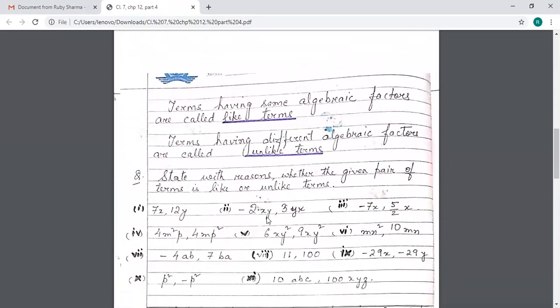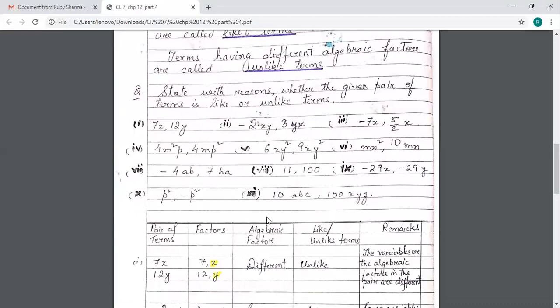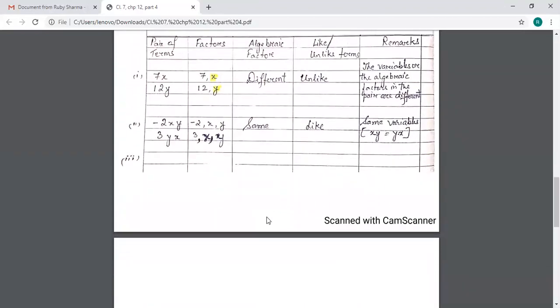Next, we have the definition of the like term. Terms having the same algebraic factors are called like terms, and terms having different algebraic factors are called unlike terms. Now here there is a question from your text. State with the reasons whether the given pair of terms is like or unlike terms. So there are 11 questions here. And you know these, if you write in the form of a table, it becomes more easy for you to understand.